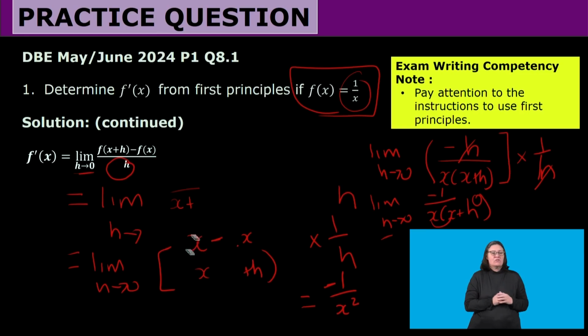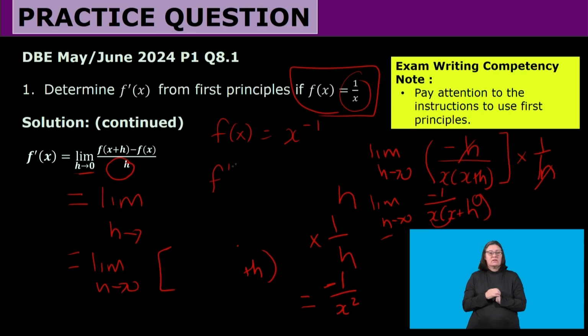Okay, so let's do a quick check to see that our answer is correct. I know that from first principles I can simplify using exponents. 1 over x, using my exponent laws, is the same as x to the power of negative 1. Then if I find the derivative of that just by using the rules, my answer is negative 1, times x to the power of minus 1 minus 1, which is minus 2.